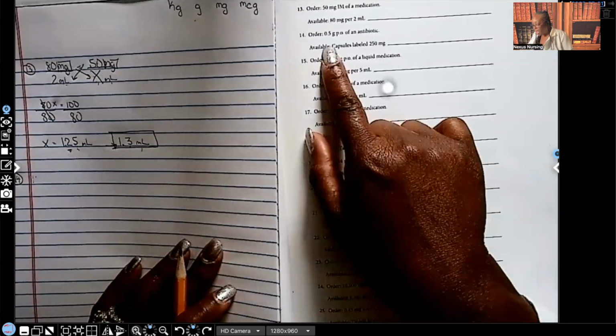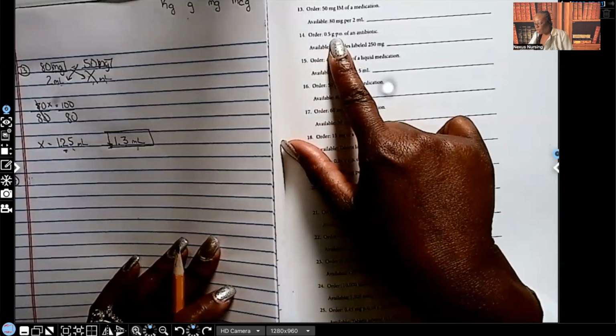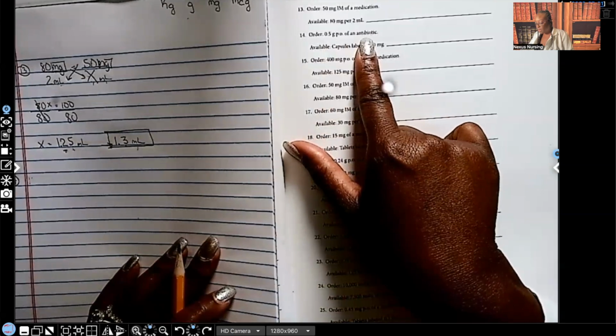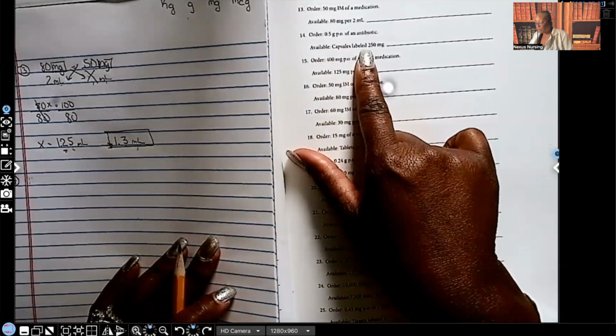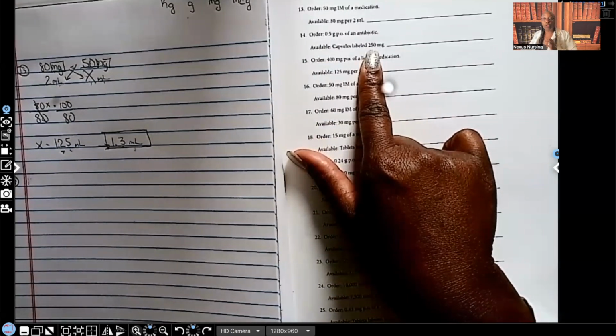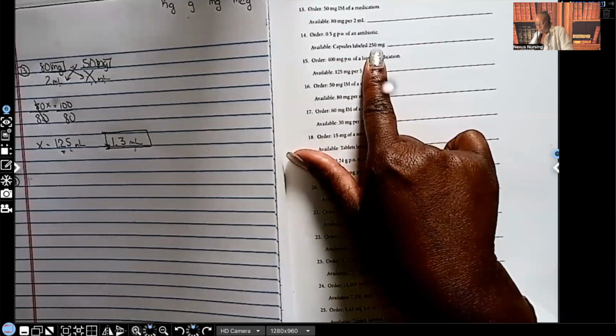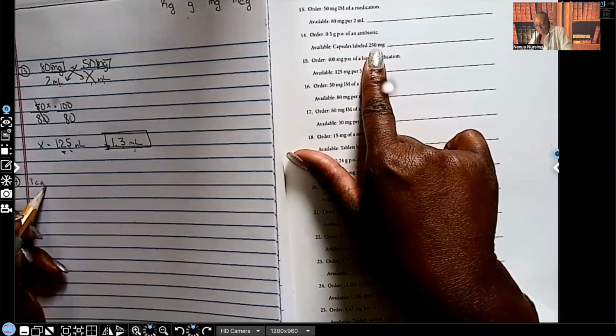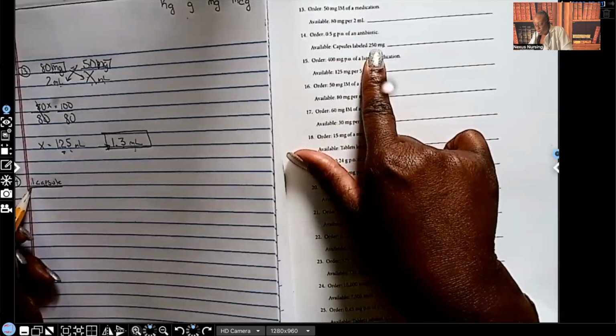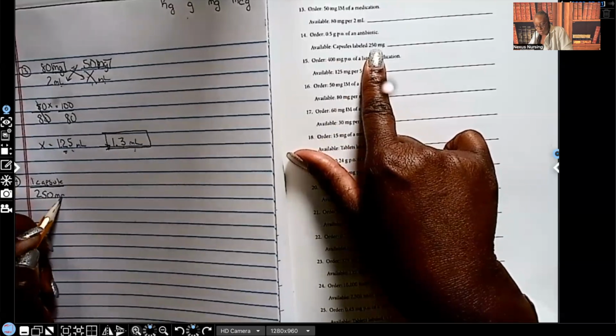The order is for 0.5 grams by mouth of an antibiotic, but what we have are capsules labeled 250 milligrams. Now, remember what I said, you're always going to have 3 pieces of information and you're going to solve for the fourth. The fourth is going to be your X. Always start with the 2 pieces that are given to you that are together, because we are not going to separate them. This is what's given to us together. Capsules labeled 250 milligrams. 1 capsule is equal to 250 milligrams.